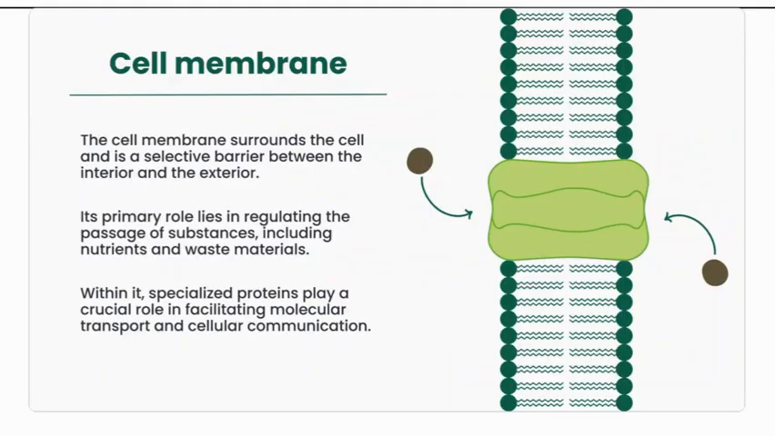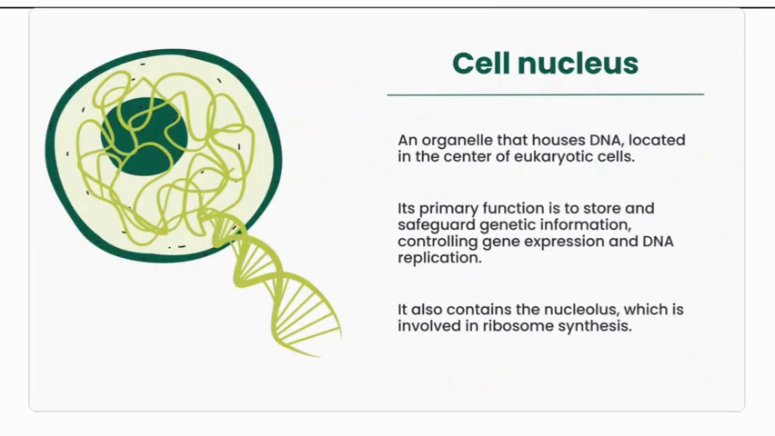The cell membrane. The cell membrane surrounds the cell and is a selective barrier between the interior and the exterior. Its primary role lies in regulating the passage of substances, including nutrients and waste materials. And within it are specialized proteins, which play a crucial role in facilitating molecular transport and cellular communication.